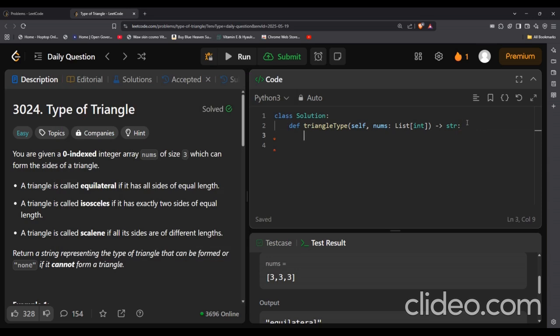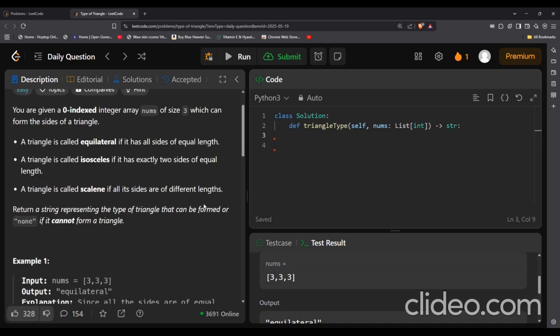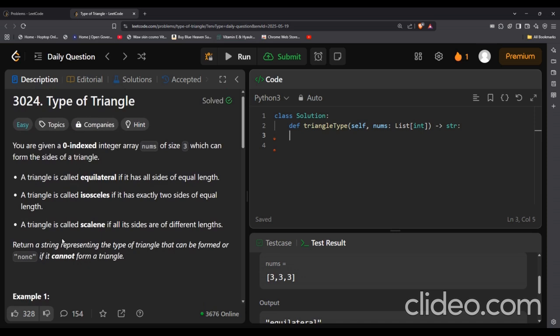Let's put our thoughts together in a coding way. The basic thing: if the sum of two sides is greater than the third side, it is a triangle. If it satisfies that case, it will go to the other cases as well. So let's start with the basic thing. Let's sort this first, because sorting will make it easier to understand. So nums dot sort, right?